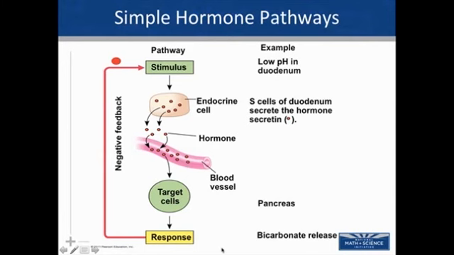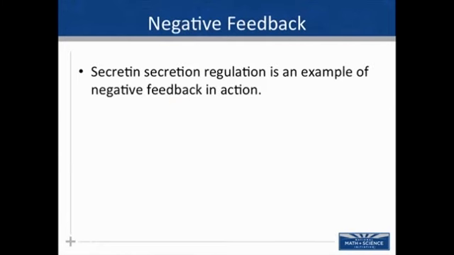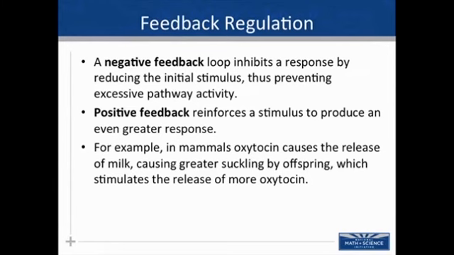And so we see that a typical hormone pathway oftentimes results in a negative feedback loop that is self-regulating to help maintain homeostasis, which is so important in all of our body systems. So you'll see that negative feedback loops play a critical role in the maintenance of homeostasis, and secretin is just one example of such a pathway.